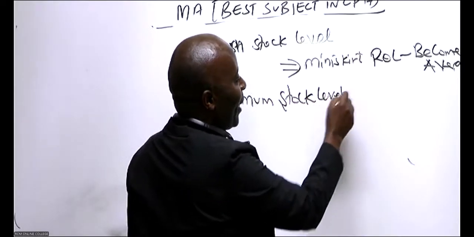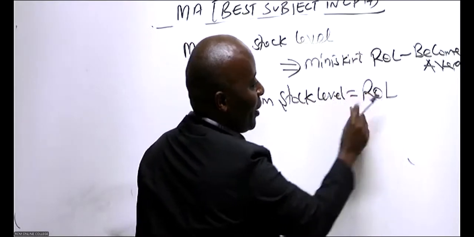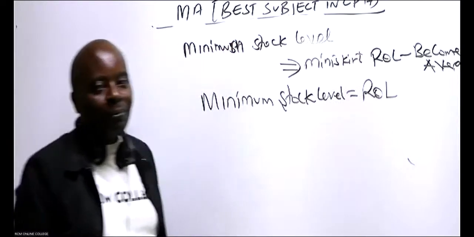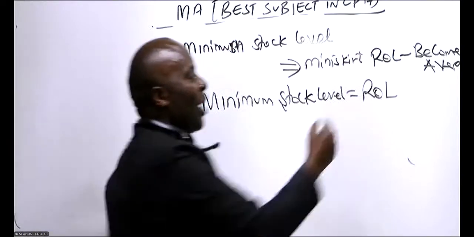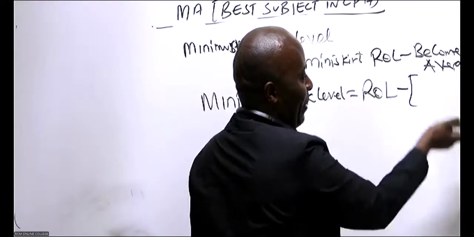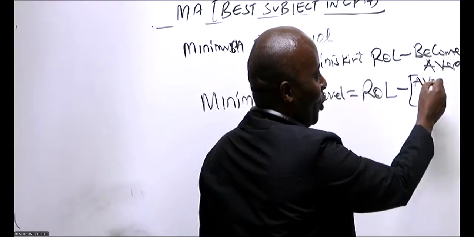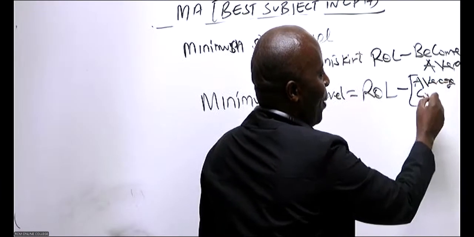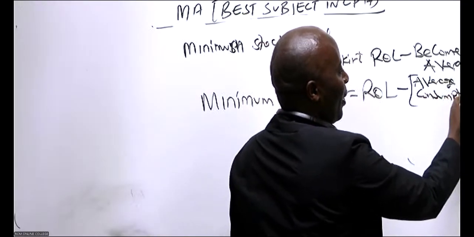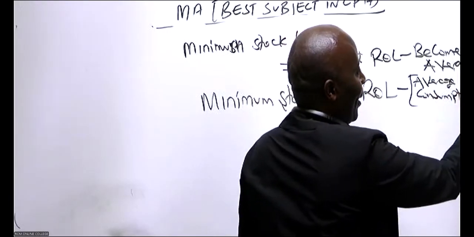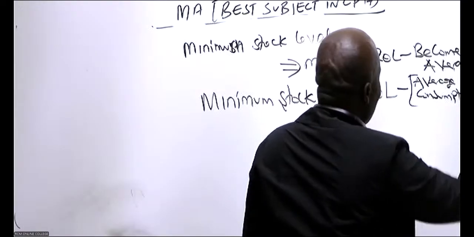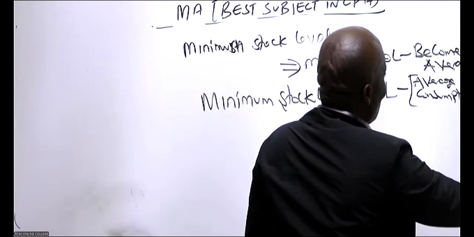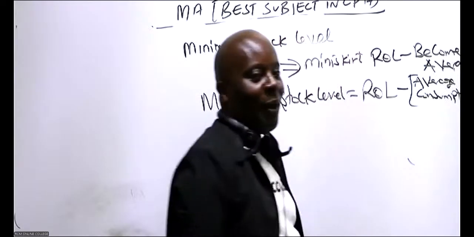So anytime we are talking about minimum stock level, we shall always take this ROL. ROL stands for what in full? Reorder level. And then you say minus the average, because you have become average. So we talk of average consumption times what here, somebody? Average lead time or reorder period, isn't it?